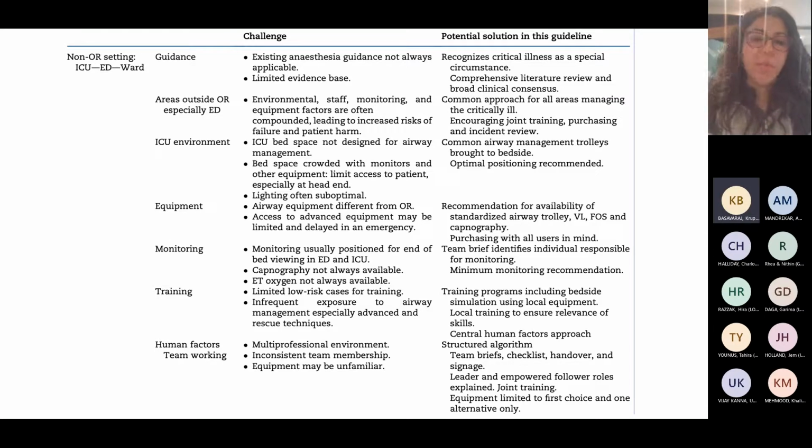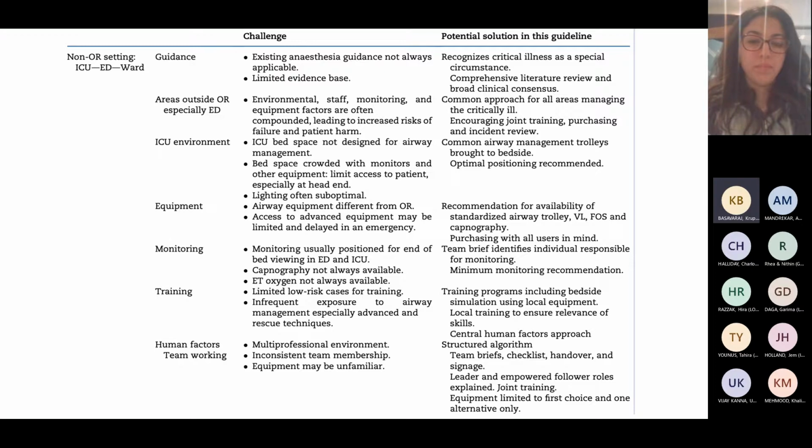Areas outside of the operating theater, or especially in ED, you have environmental issues, staff monitoring, and equipment factors that are often compounded, which lead to increased risks of failure and patient harm. Now, this is common for all of the critically ill. Encourage joint training, purchasing, and managing the critically ill would be important.